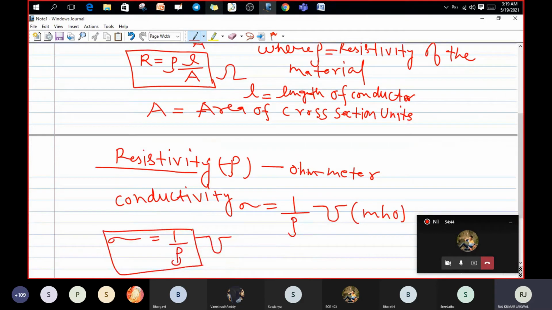After that we have seen resistivity is in ohm meter units.